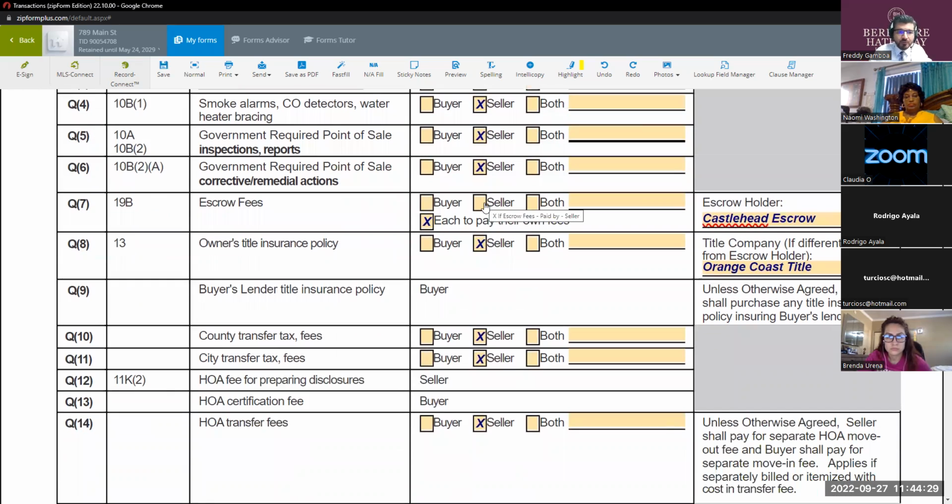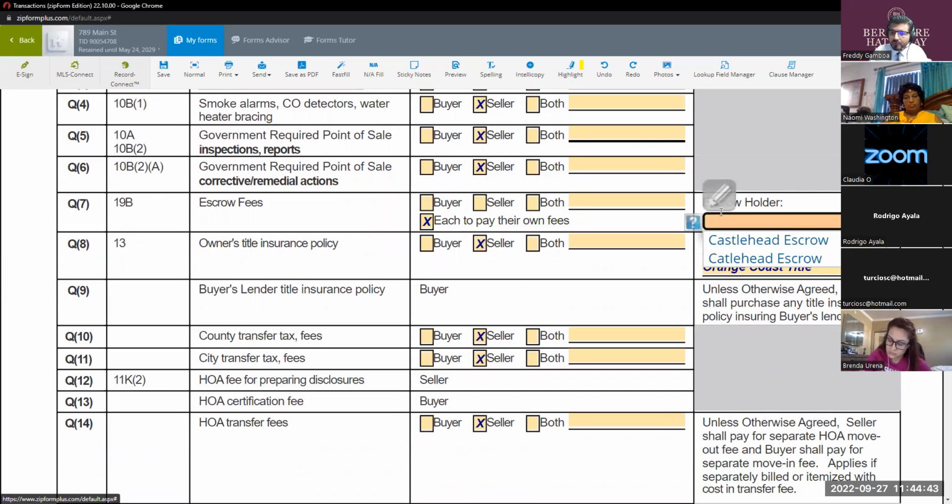Same thing here. Who's going to pay for the escrow fees? Make sure it's always each shall pay their own. Not both, but each shall pay their own. And same thing, if they left the escrow blank, always highlight it as well, because you want to put that in your notes, who's going to be the escrow holder as well. Same thing with your title company, highlight it as well.